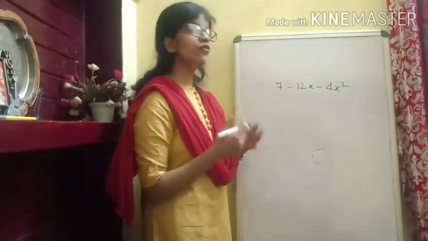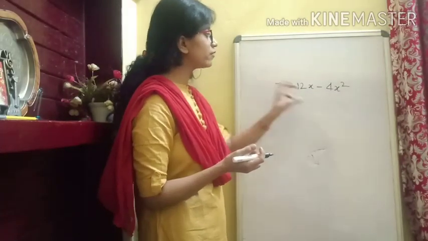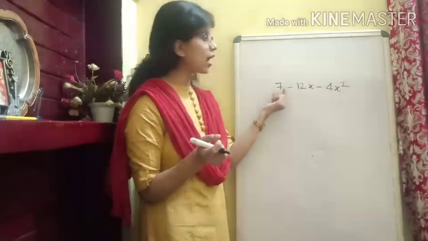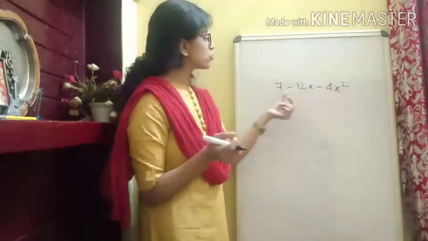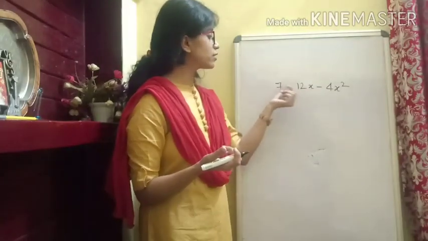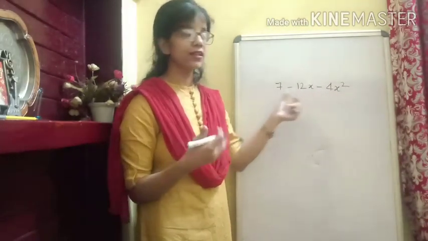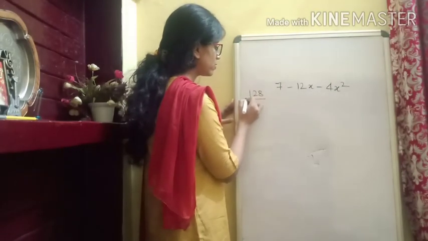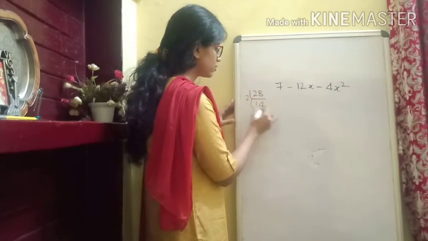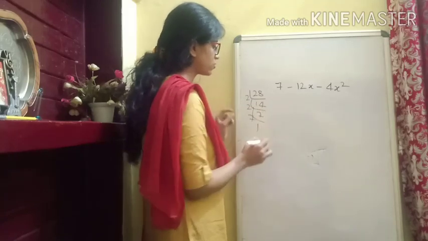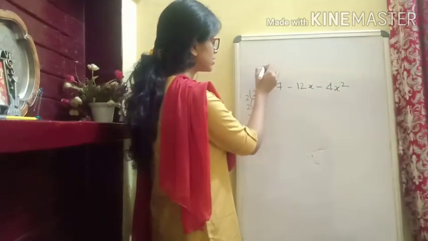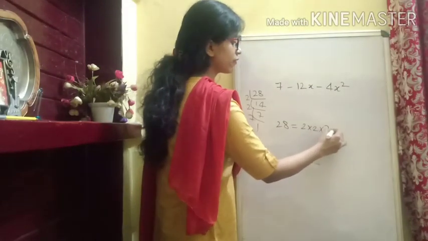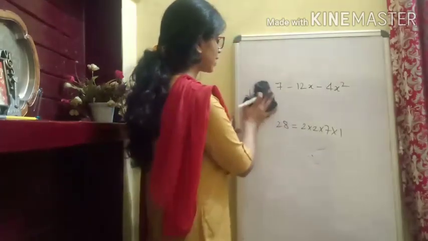So by the way, what are the steps? We take the constant term and the coefficient of x squared and we multiply. Here the constant term is 7 and the coefficient of x squared is 4. So we multiply: 7 into 4 will give you 28. Now we factorize this 28. We write it as 14, 2, 7 and 7, 1. So these are the prime factors. That means 28 can be written as 2 into 2 into 7 into 1. Remember, 1 we always take as a factor.